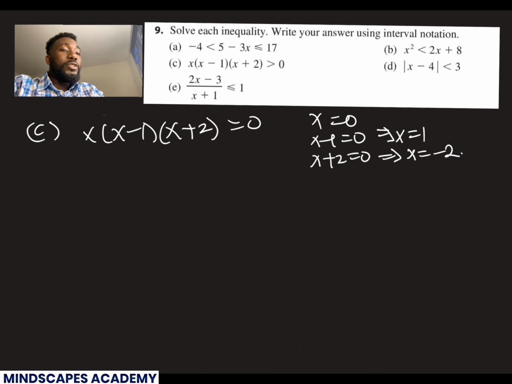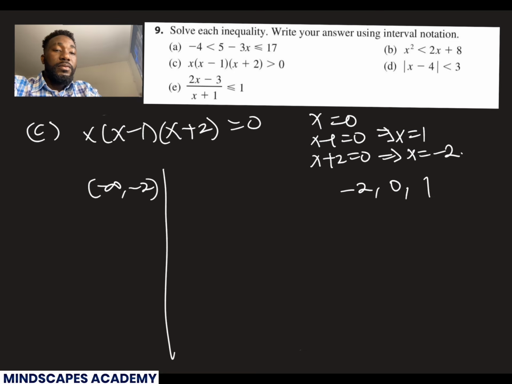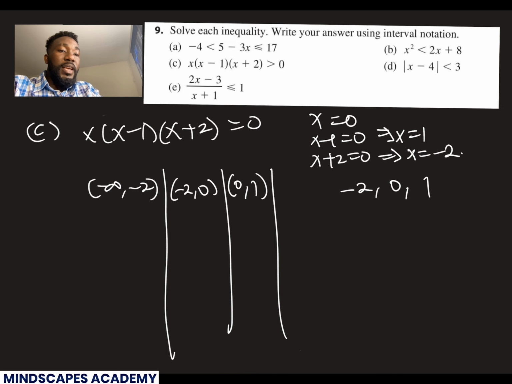So we have that. Now you arrange them in ascending order. You have -2, you have 0, and you have 1. So you draw your table, right? You draw your table, and you ask: what is happening at the left hand side of -2? What is happening between -2 and 0? What is happening between 0 and 1? And what is happening from 1 to the right? This is what we do.